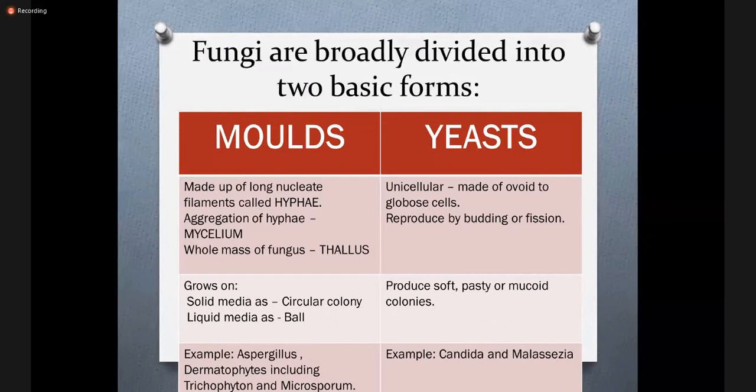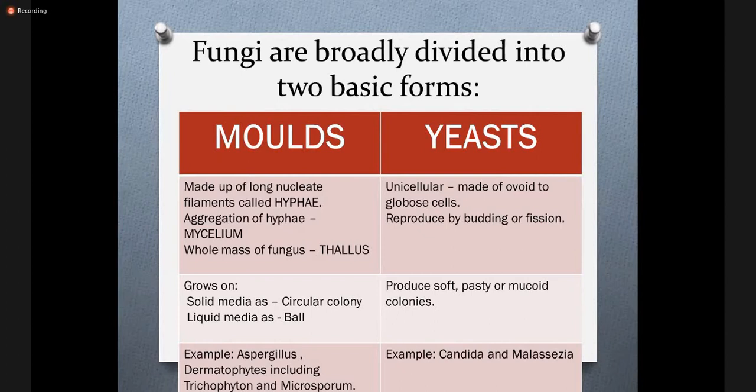Molds usually grow on solid media as circular colonies and in liquid media as ball-like colonies. Examples of molds are Aspergillus and dermatophytic infections, including Trichophyton and Microsporum. While yeasts are unicellular, made up of oval or globose cells, they reproduce by budding or fission. They produce soft or mucoid colonies. Examples of yeasts are Candida and Malassezia.